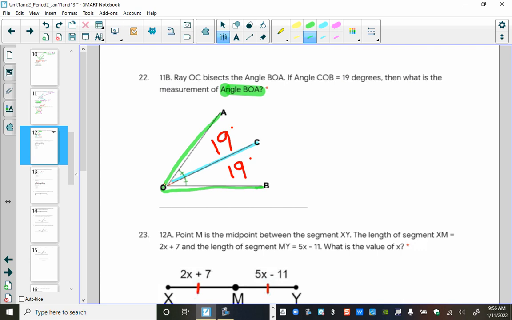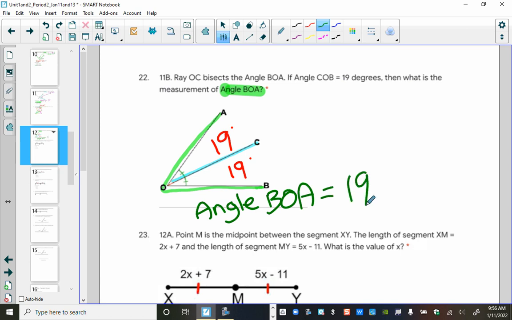So if it's the entire angle, what do we have to do with the 19s? Add them together. So you add them together, 19 plus 19. 19 degrees plus the other 19 degrees. What's our grand total? 38. 38 degrees. That's what we need to do. We need to highlight information that's given to us.